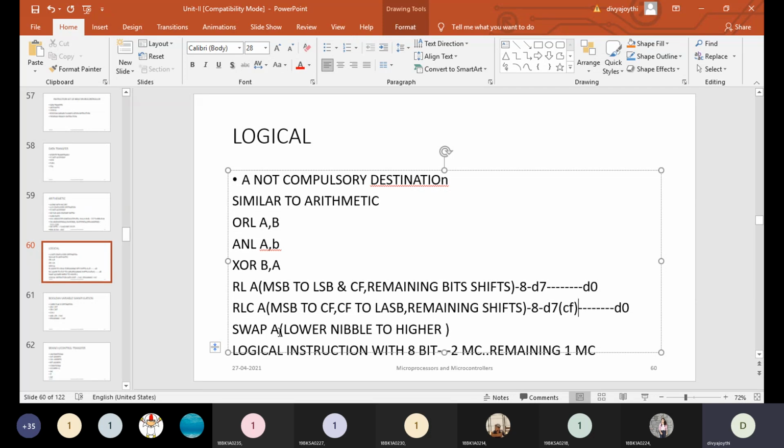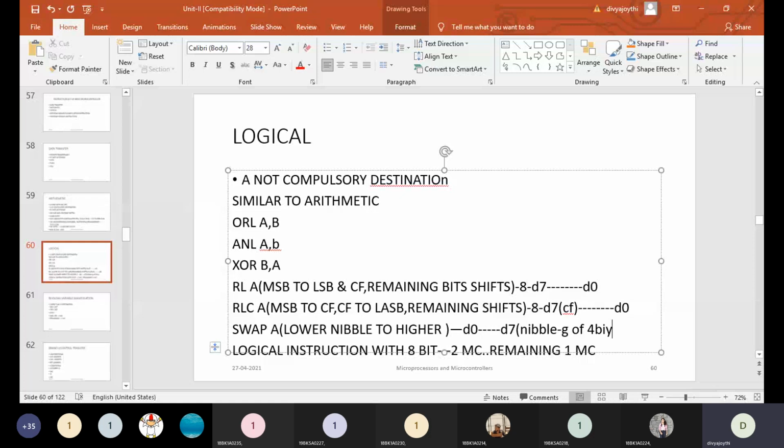So what will it do? As the accumulator is an 8-bit register, we represent its bits as D0 to D7. When I say swap without mentioning the second register, the lower nibble value will be replaced with the higher nibble and the higher nibble value will be replaced with the lower nibble. Here you may get confused: what is a nibble? A nibble is a group of 4 bits.